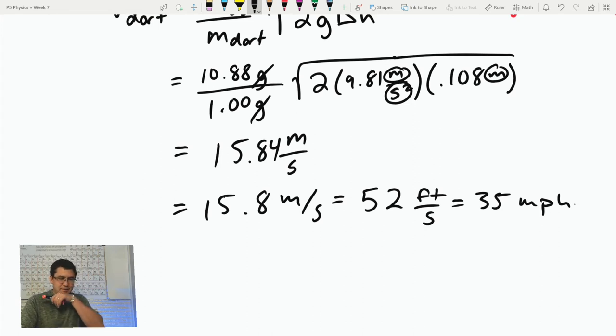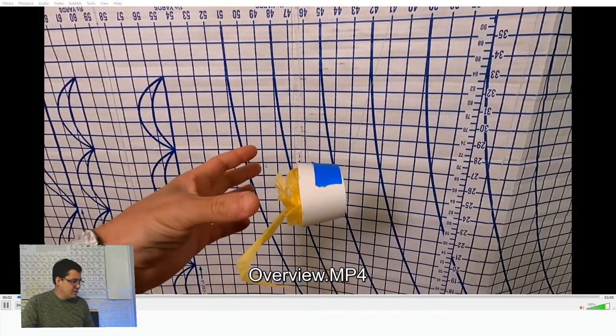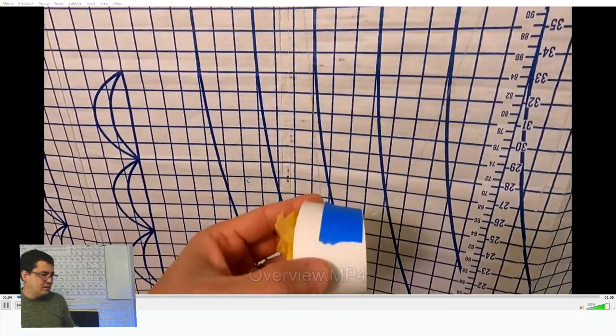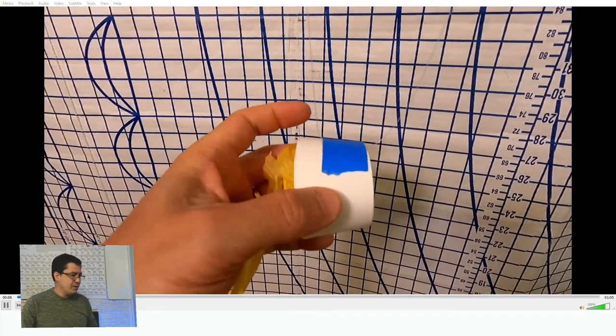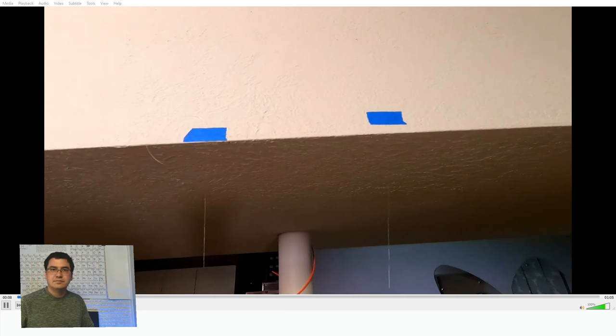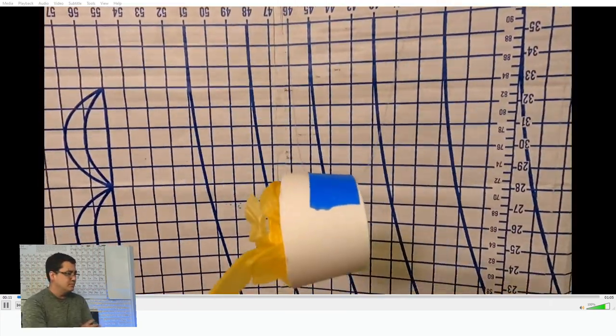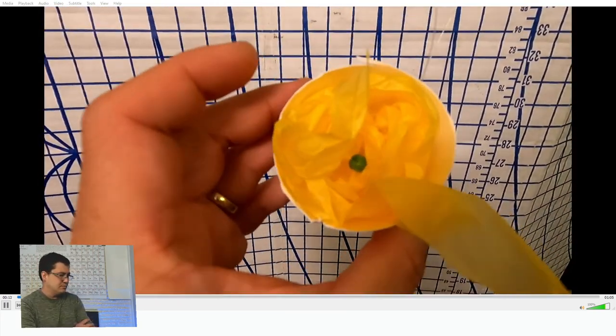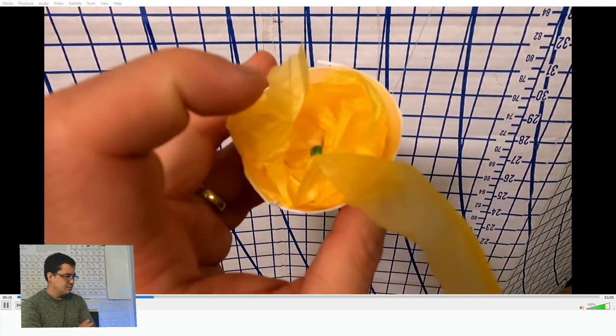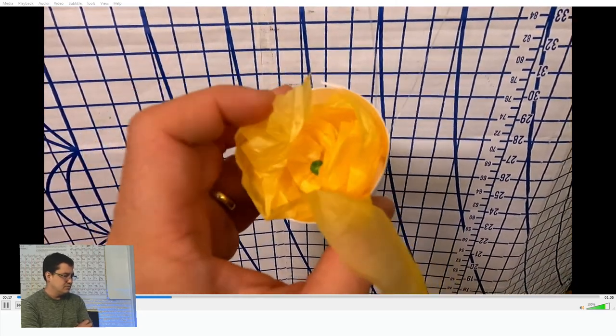Okay, there's a sample calculation, and here's what I want you guys to try and do: build a ballistic pendulum. So let's watch this overview. All right, so here's my ballistic pendulum setup. So I have my pendulum. It's connected with two strings, a front string and a back string. There's the anchor points. I've got tissue paper in it to help catch the projectile. Sorry for the color combo. Green and yellow don't look that good together.